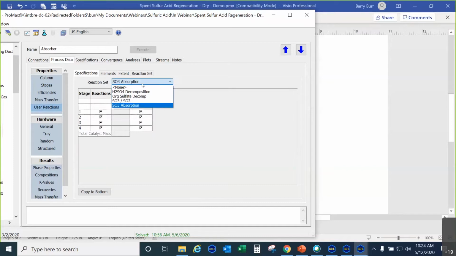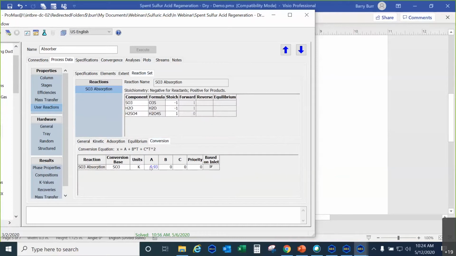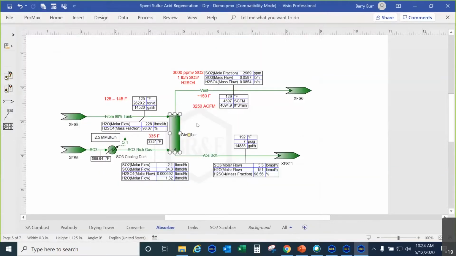You choose this reaction set, and then you check which stages you would like the reaction to occur on, and then you can set a conversion constant. So here I've decided that the reaction is going to be a conversion reaction, and I'm saying that on each stage in the light liquid phase, the conversion factor is going to be 0.93 because that provided a good match to the plant data. So it's kind of an odd thing to see as a reactive distillation column. At least it's very rare in my experience to encounter these.